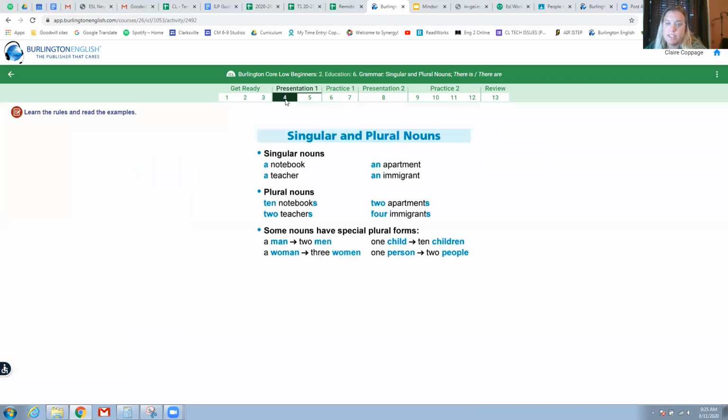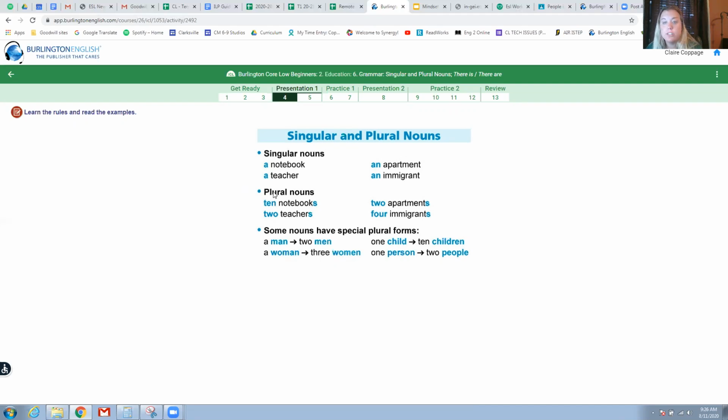So our first grammar lesson today is for singular and plural nouns. Most of our lessons have been about verbs, and now we're going to talk about sustantivos, nouns, okay? So nouns can be singular. Singular means one. And we use an article to show that it is singular. A notebook, un cuaderno, a teacher, una maestra. Remember, if the noun starts with a vowel, we use an. Si el sustantivo empieza con una vocal, usamos an como artículo. Okay? Immigrant, an immigrant. We can also use numbers. One teacher, one apartment. That's singular.